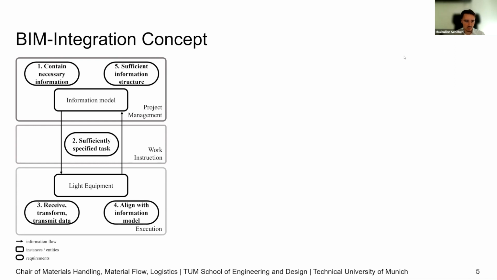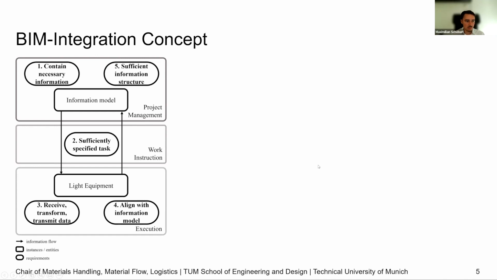So that's basically positioning or orientation-wise, how does the light equipment understand the information model and the information given to it, so that it can understand the semantics and ontologies which are specified in the task. And last but not least, if we want to store this as-built information back to the information model, we need a sufficient information structure, so object-oriented or point-based or something like that.